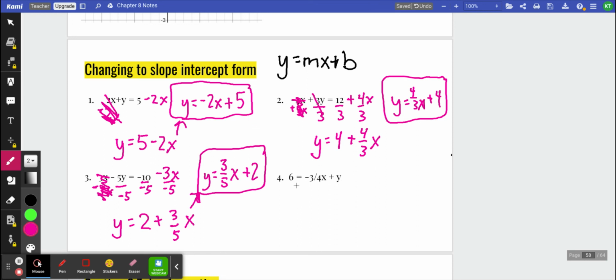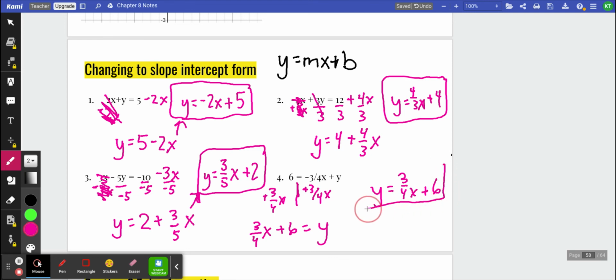All right, here the y is on the right side, and that's fine. I can leave that there. I'm just going to add 3/4 x to the other side, add it over here. So that would leave me with 3/4 x plus 6 equals y, right? And that's fine, right? As an answer key, you can just flip that around. Y equals 3/4 x plus 6, right? Slope of 3/4, y-intercept of +6.